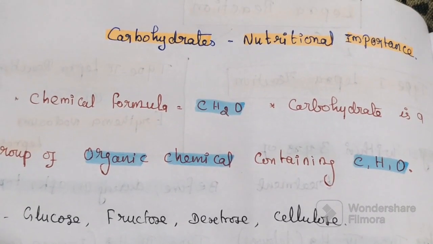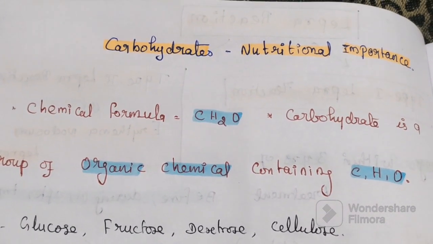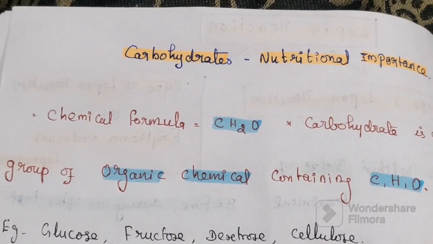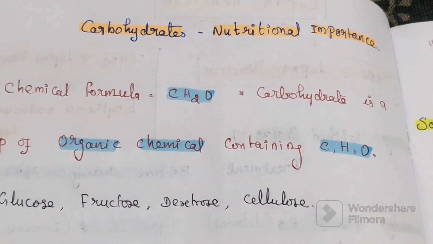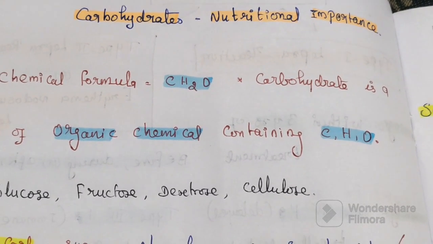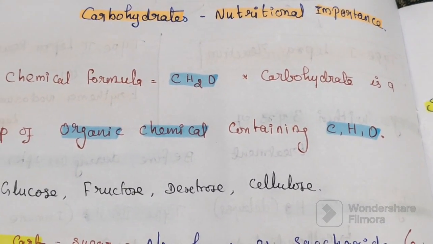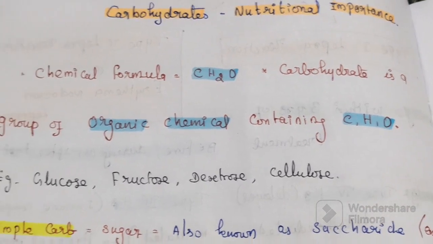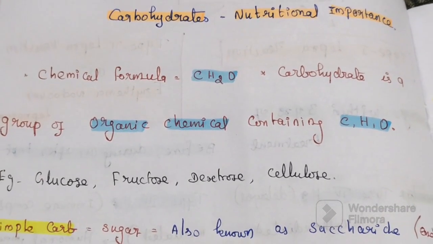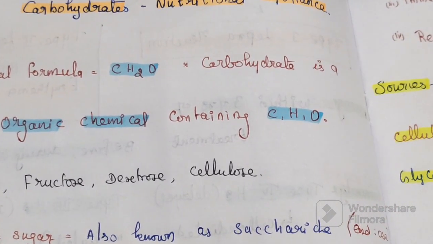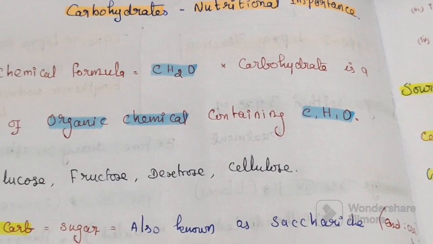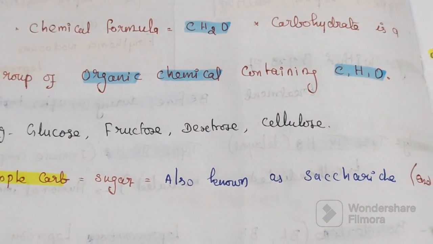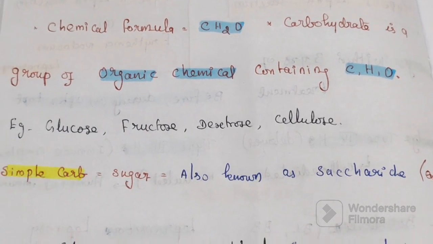In this video we'll discuss the nutritional importance of carbohydrate. The chemical formula of carbohydrate is CH2O. Carbohydrate is a group of organic chemicals containing carbon, hydrogen and oxygen. Examples: glucose, fructose, dextrose, cellulose.